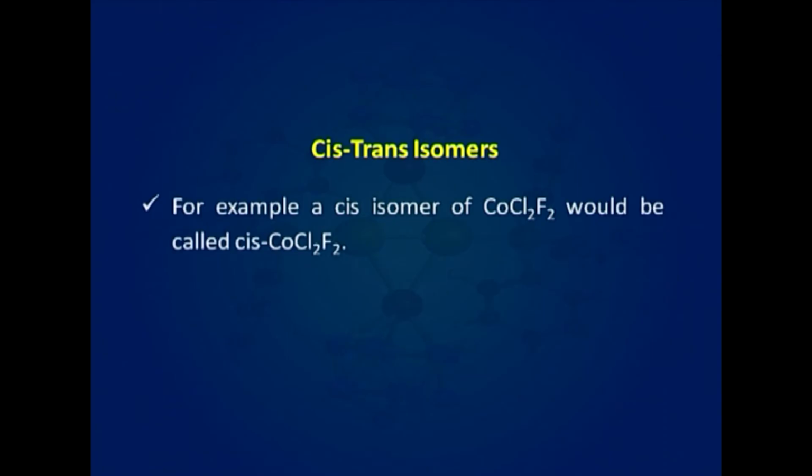When naming cis or trans isomers, the name begins either with cis or trans, whichever applies, followed by the hyphen, and then the name of the molecule is written. For example, a cis isomer of CoCl2F2 would be called cis-CoCl2F2.